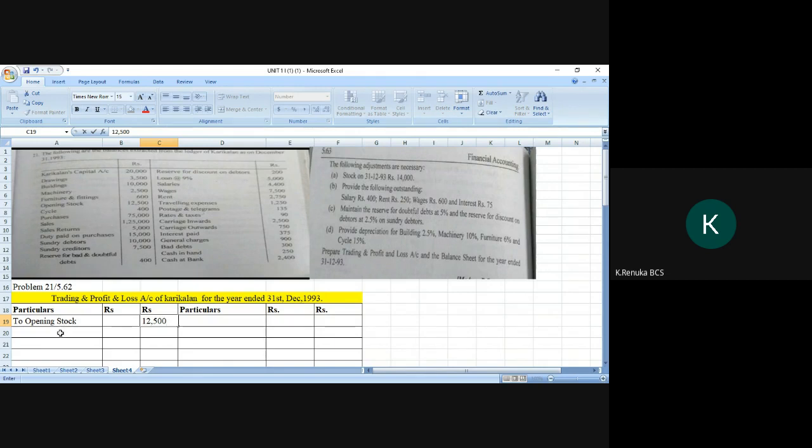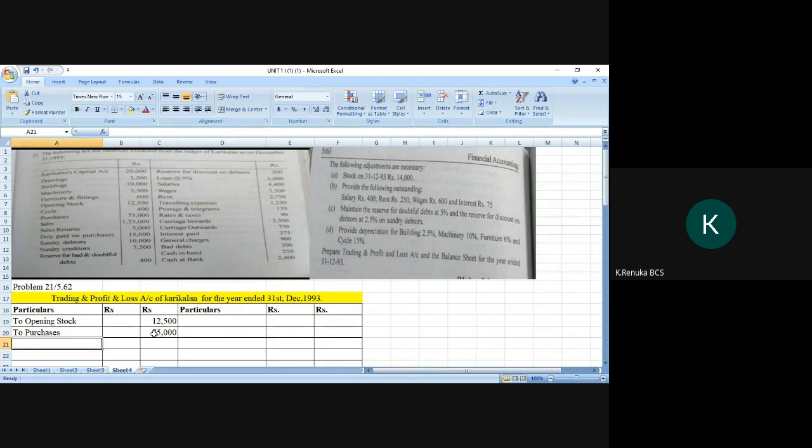Next, after opening stock, we need to purchase raw materials. In the question, they have given you the purchases. The purchases value is 75,000. You can drop the values in the outer column. If you have any adjustments, you can post them in the inner column. After making the calculations, you need to post the values in the outer column.